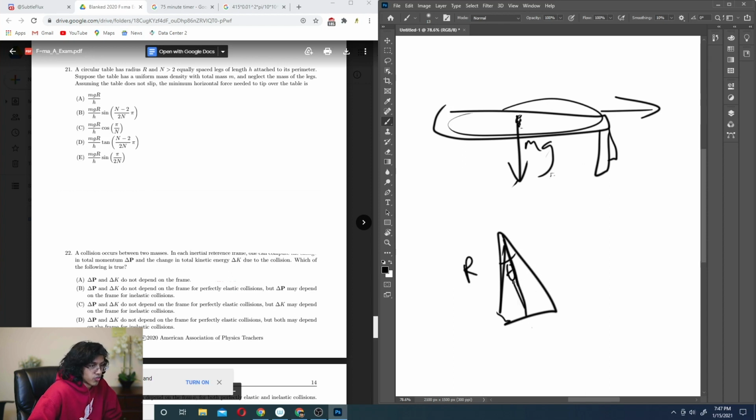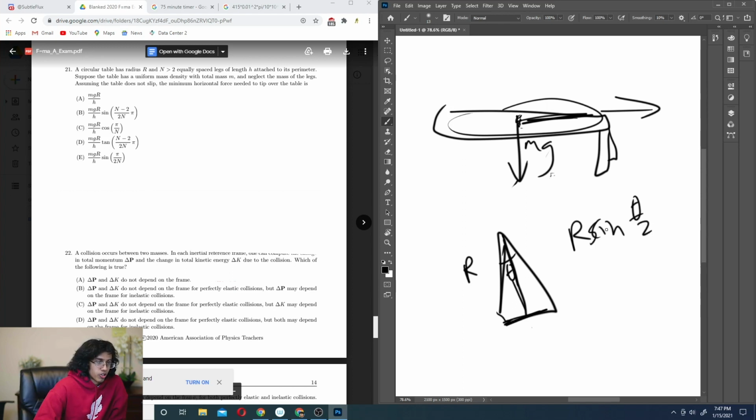So then we want to tip it over these two legs, right? So the lever arm, this length here, is going to be r, r what? Sine theta over 2. Well, that gives you, oh no, r cosine theta over 2, right? Which gives you this lever arm. So mg times that is equal to F h.